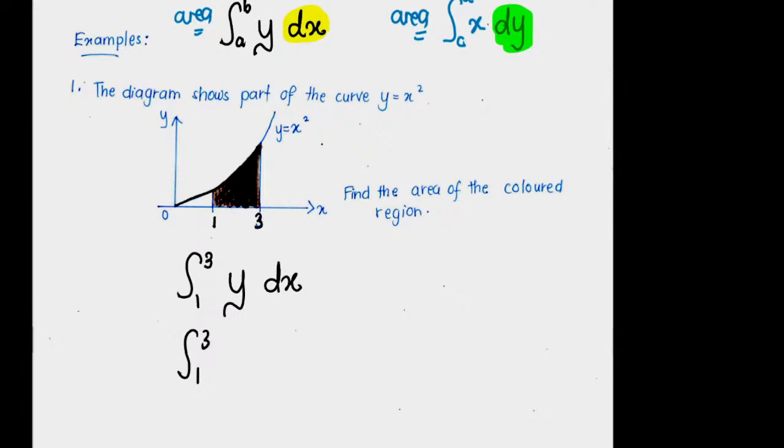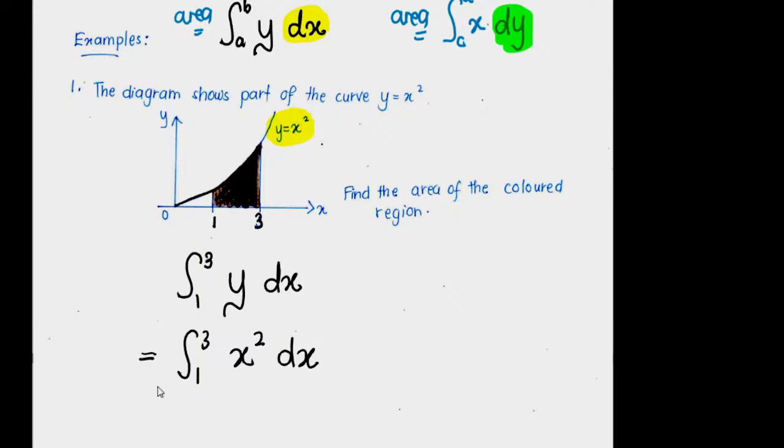You can take the value of y from the curve. You look at the curve, y equals x square. So we just copy that one only. x square dx. Can you see now everything changed to terms of x already? This is how you must get. We will not integrate the y, we will integrate the x.